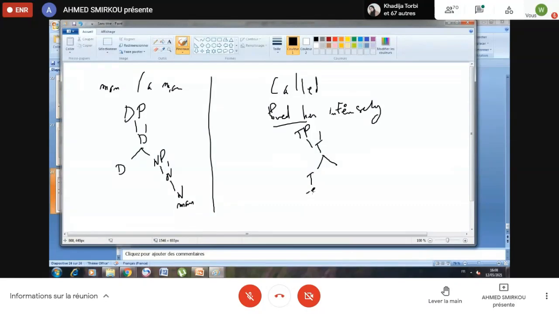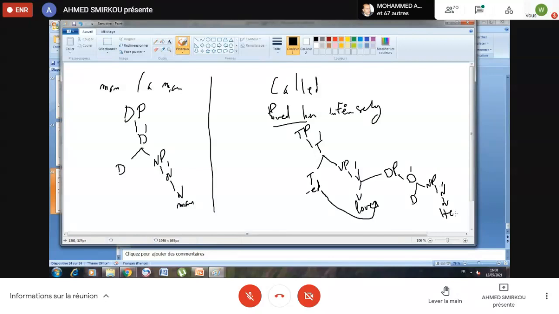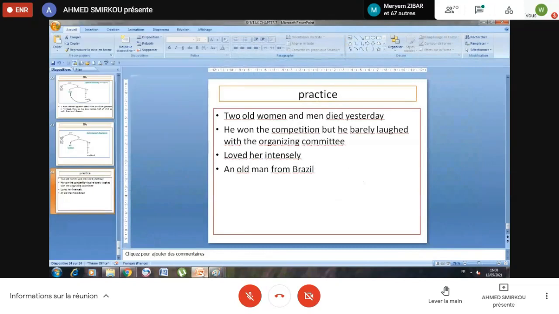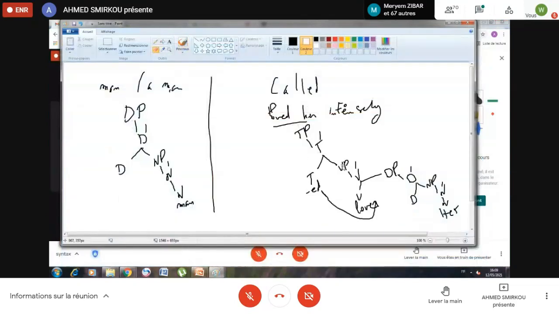Here we write ED because the verb is in the past. Then the VP, then V bar, V zero, and love. And you have to move this ED to the verb, its position here. Then move on. Loved her, okay. Again, her is an NP, we start with DP. D bar, D. Then the NP here, N bar, noun, and her. For intensely, we have to add another V bar here, okay?